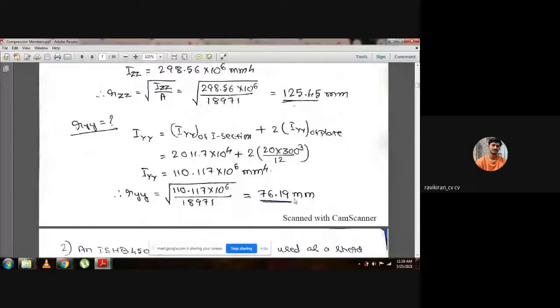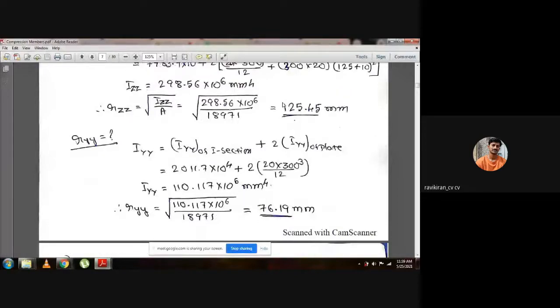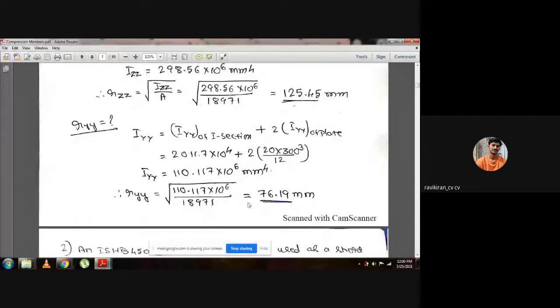76.19. So we can consider the least radius of gyration for this as 76.19 millimeter. I hope you understood this.